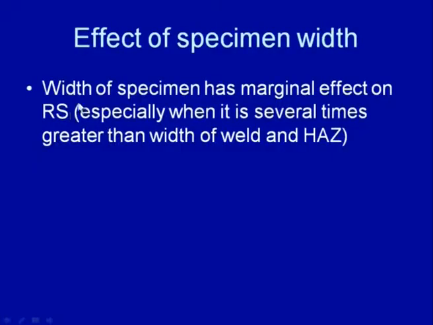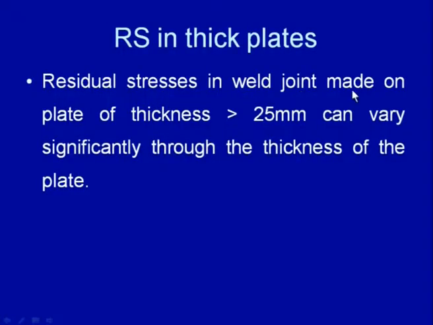If we consider the effect of the specimen width, then the width of the specimen has a marginal effect on the residual stresses, especially when it is several times greater than the width of the weld and the HAZ. Then thickness: residual stresses in a weld joint made on plates having thickness greater than 25 mm can vary significantly through the thickness of the plate. So, if the plates are thin, then through the thickness the residual stress is largely uniform, but for thicker plates it can vary significantly.